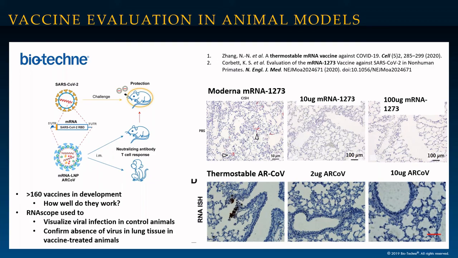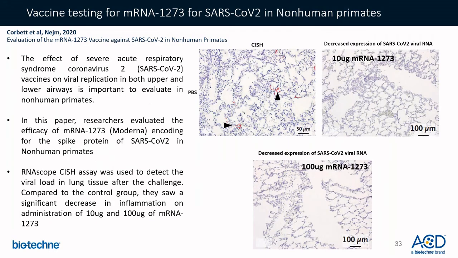And so for this particular example, I took the vaccine that a lot of you may be aware of, the Moderna vaccine. Now, the effect of SARS-CoV-2 on viral replication in both the upper and lower airways was important to evaluate in non-human primates.